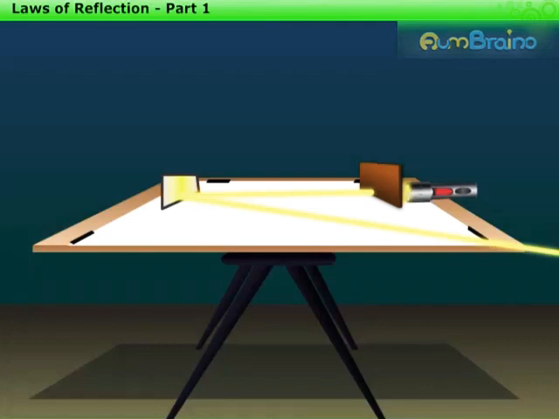The light ray, which strikes the surface of the mirror, is called the incident ray. We find that the light ray from the torch, after striking the mirror, gets reflected in another direction. The ray that comes back from the surface of the mirror after reflection is known as the reflected ray.